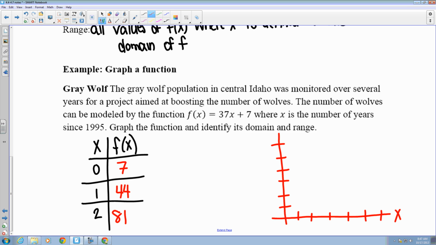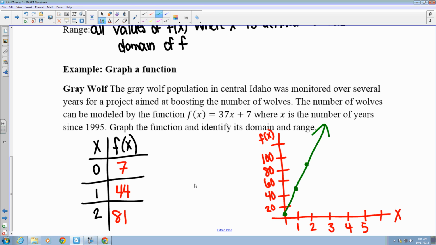Okay, this is x. This is y, or f of x. Go by ones, and let's go by 20s up the side. So for 0, we have 0, 7, which is approximately right there. 1 goes with 44, and 2 goes with 81. Okay, connect our 3 dots and keep going. But we don't have an arrow to the left because we can't have negative x values. We can't have negative time.